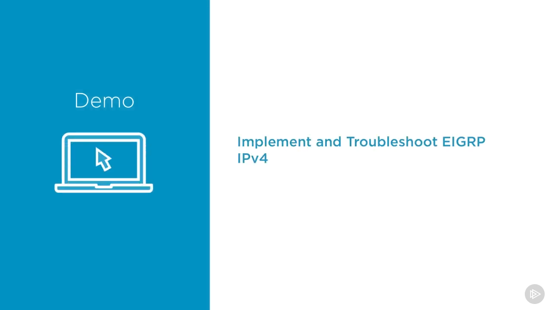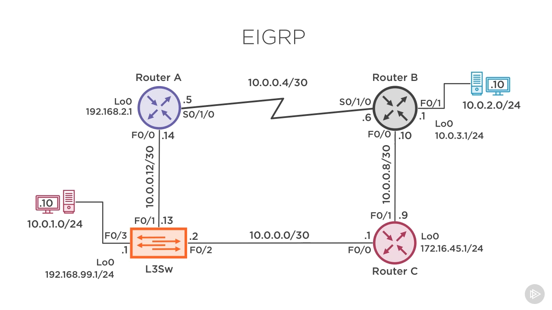Let's do a demonstration here of EIGRP and implement and troubleshoot EIGRP in an IPv4 network. This is the network we're going to be using in the demonstration. I have 4 routers, A, B, C, and then our layer 3 switch here.